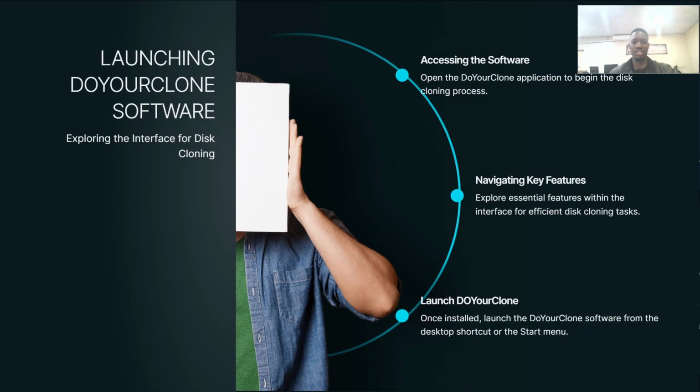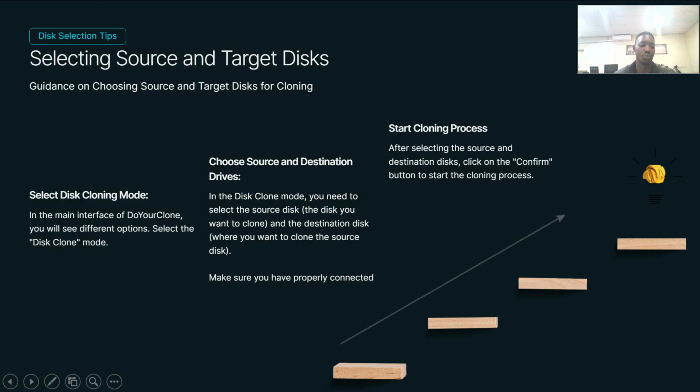So after installing it, you launch it and the interface displays. During this process, we start by choosing the disk clone mode from the interface, which I'm going to be demonstrating in a few minutes. After choosing this clone mode, you choose the source of the data, where you're going to get that data from, and two, you select the destination drive, where the data is going to be written. Make sure the source and the destination disks are connected properly. After that, you press confirm and the process begins.